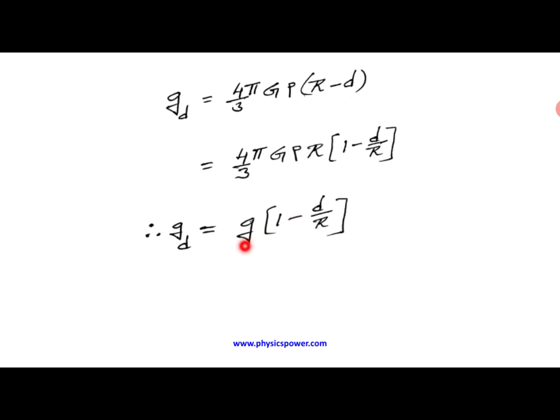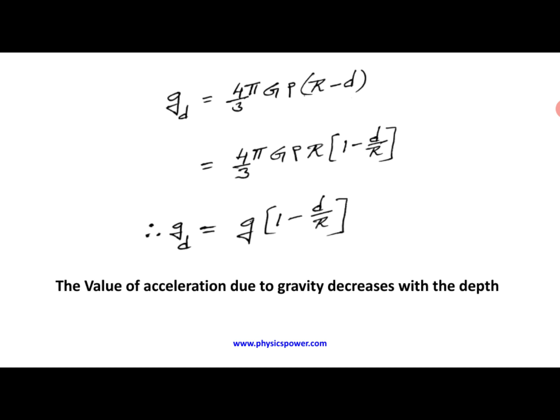That means g on the surface is more as compared with at a particular depth. So with this we can conclude that on the surface of the planet g value is high. If you go to a certain height, g value decreases, or if you go to a certain depth also, g value decreases. So the value of acceleration due to gravity decreases with the depth.